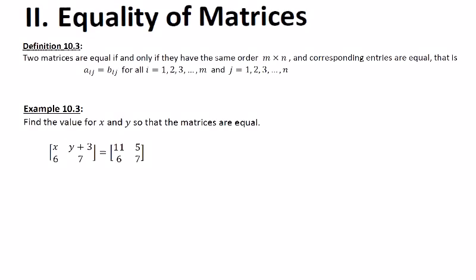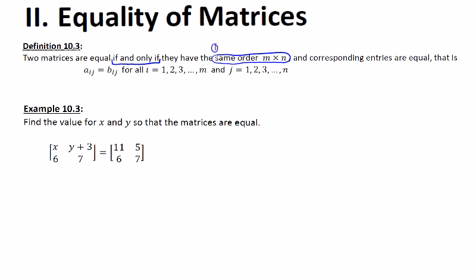In part 2 of section 10, we're going to be talking about equality of matrices. Definition 10.3 says two matrices are equal if and only if they have the same order, and they use m by n to represent the order. Now that's the first condition for equality.